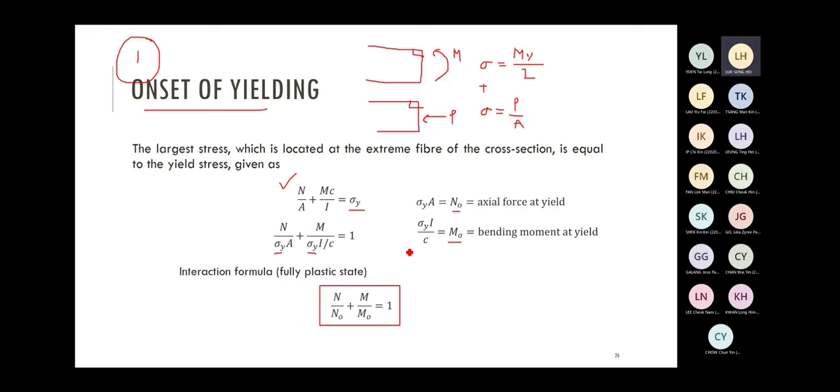Then you have one so-called interaction formula. Oh, there's some typo. This is not fully plastic, this is onset of yielding. This interaction formula, N over N0 plus M over M0 equal to 1, is the interaction formula for onset of yielding.